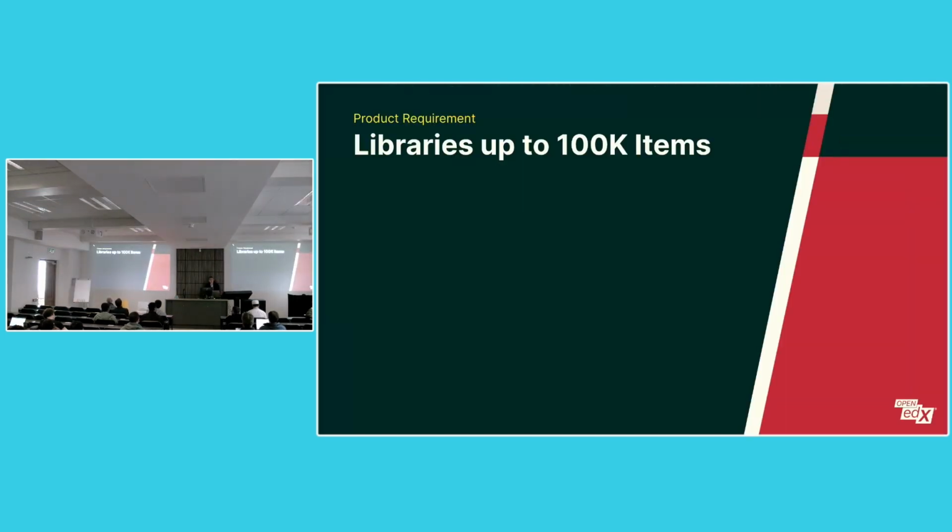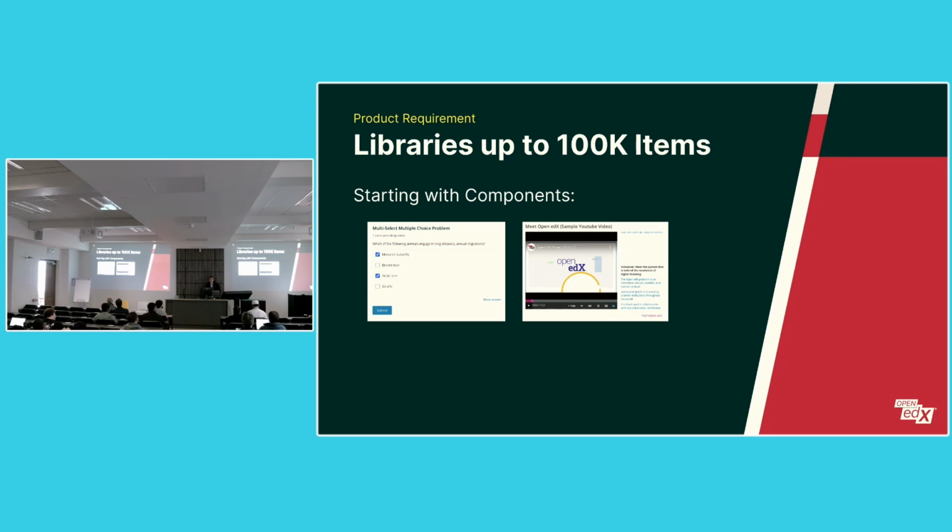So one of the first product requirements is that libraries need to scale up to be very large, up to 100,000 items. These items are going to start with components, like videos and problems, but eventually it will hold other things as well. So ModuleStore's limitation here is you can't really support more than about 5,000 items in a library or a course before the entire thing breaks down. In fact, it starts to really break down earlier than that, but it just depends on the size of your items.